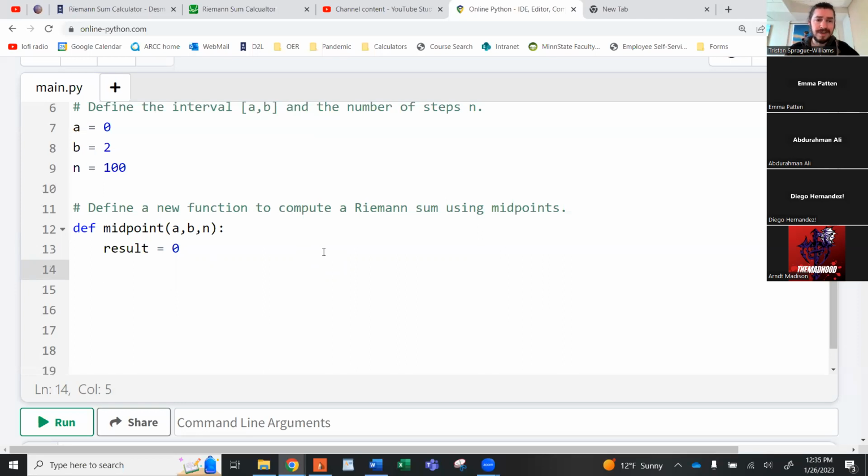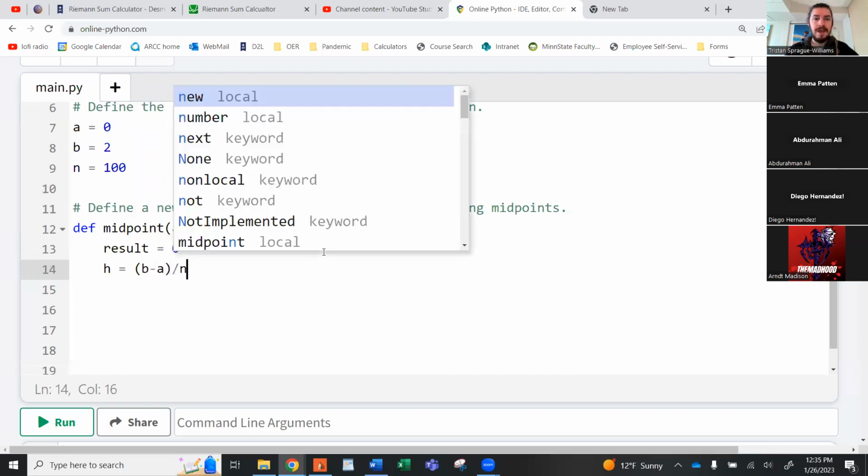Now, the other thing we need to do is calculate that delta x, which we decided to call h. We called it h over in Desmos. I'm going to do the same thing here. So to calculate delta x, we do b minus a in parentheses, and then divided by n.